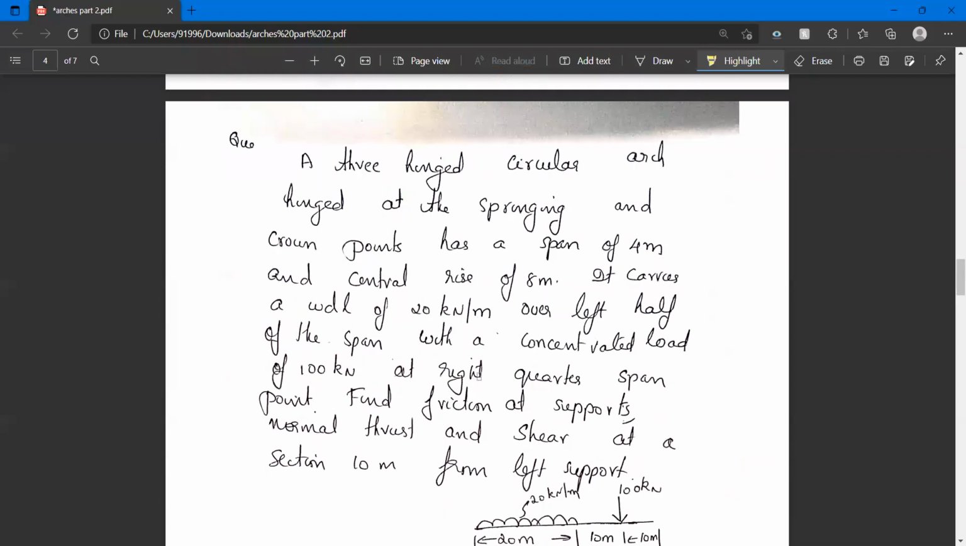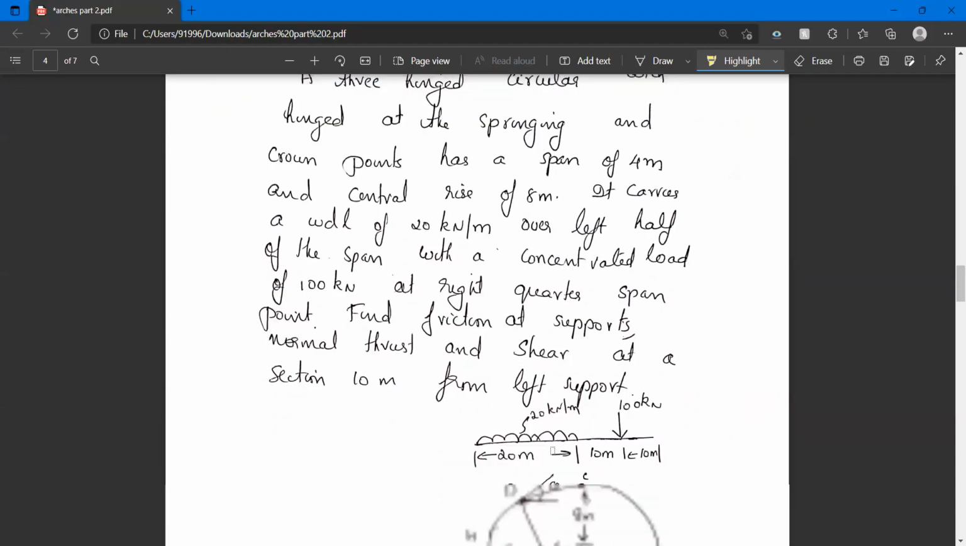Let us go to a simple problem. A 3-hinged circular arch, hinged at the springing and at crown points, has a span of 40 meter and central rise 8 meter. It carries a UDL of 20 kN per meter over the left half of the span with a concentrated load of 100 kN at the right quarter span. Find the support reactions, normal thrust and shear at a section 10 meter from the left support.